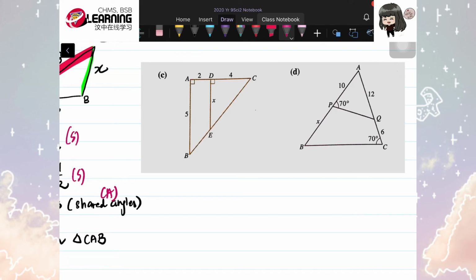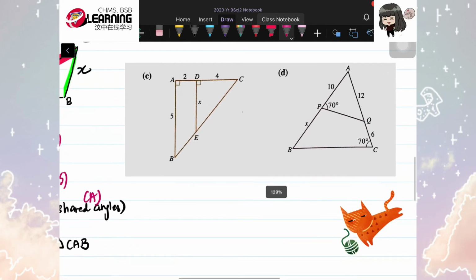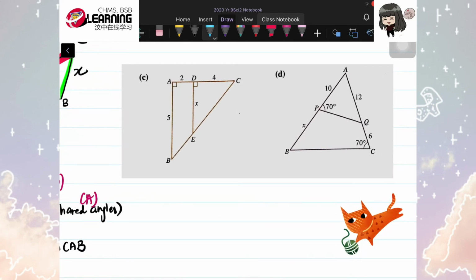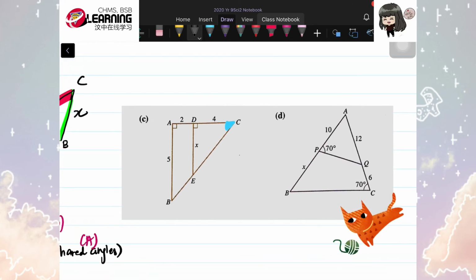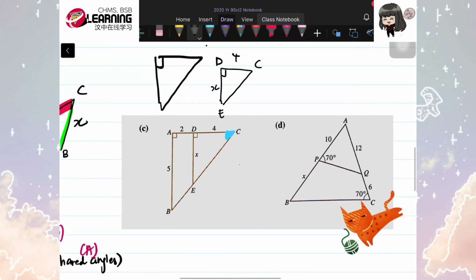Okay, so this one, shall we use SSS, AAA, or SAS? Let's see. Okay, so you are given an angle here, which is the common angle, and this angle belongs to 2 triangles, the small one and the big one. The small one, which is DCE, 90 degrees with 4 and X. And the big one, which is CAB, 5, and AC is 6 because 4 plus 2. And then both share the same common angle. Okay, so this is the information that they give you.